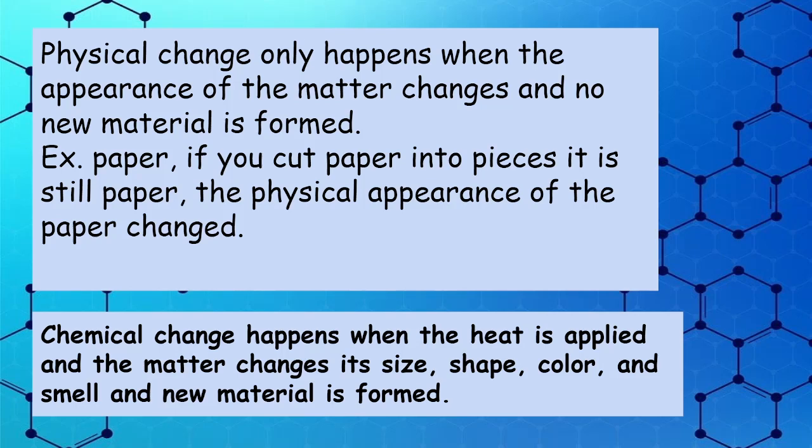Physical change only happens when the appearance of the material changes and no new material is formed. It is called physical change if nothing really happened to the material. For example, paper. If you cut paper into pieces, it is still paper. The physical appearance of the paper changed because from a huge piece of paper, it becomes smaller. Meanwhile, chemical change happens when the heat is applied and the matter changes its size, shape, color, and smell, and a new material is formed. So that's the difference between physical and chemical change.